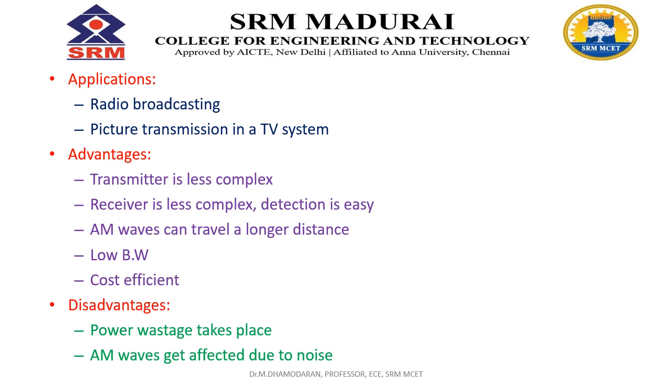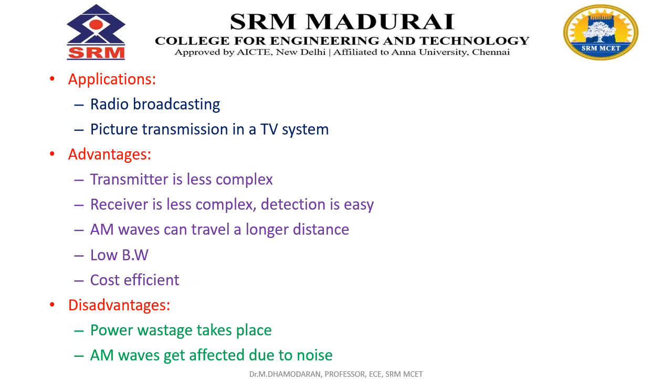The major advantages of AM generation are that the transmitter is less complex, the receiver is less complex, and detection is easy. AM waves can travel a longer distance, and it has lower bandwidth, so it is cost efficient because the circuit is very simple. The components are also easy to purchase and we can easily manufacture them.